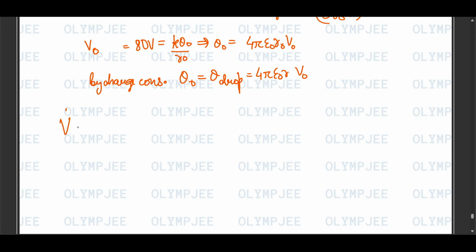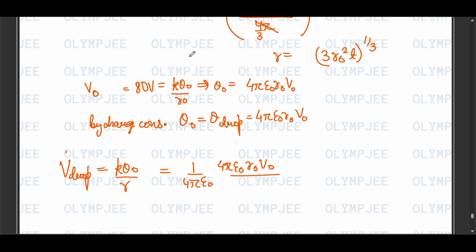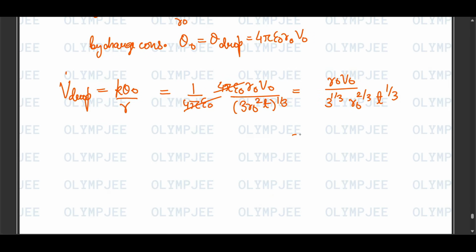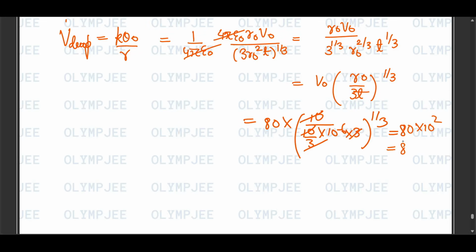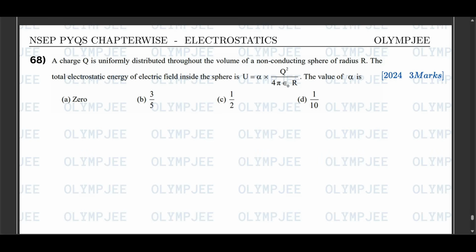So the potential of the drop will be equal to k q naught by r, which is... so this will be equal to 80 multiplied by 10 raised to power 2, which is 8 kilovolt. So the answer is D. So question 68 is a very nice question.